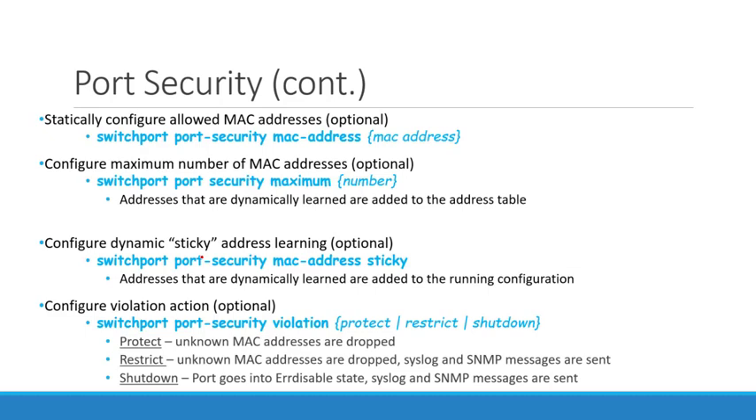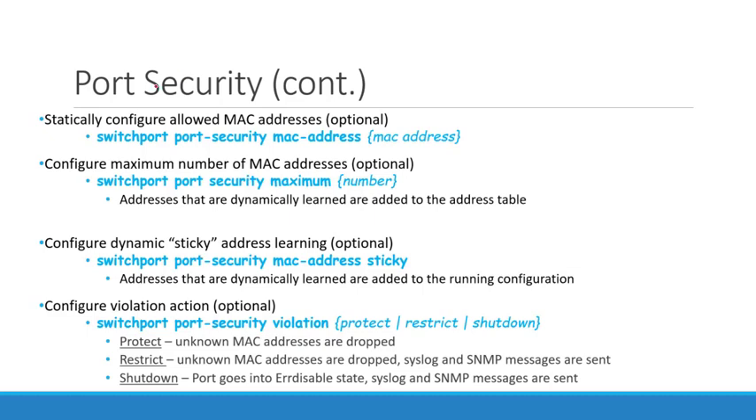Now as an administrator, all I have to do is save that running configuration. Save it to NVRAM, save it to NVRAM and an FTP server, whatever you want. But once I save that running config, now if the device gets reloaded for any reason, when it starts up again, the only addresses that will be allowed on those ports are the ones that it originally learned.